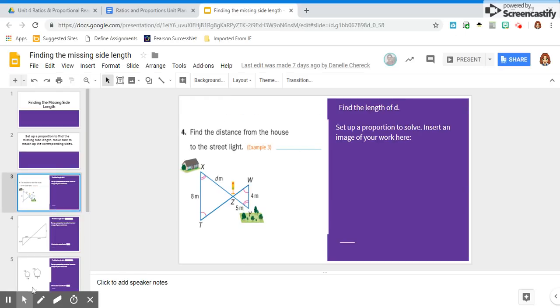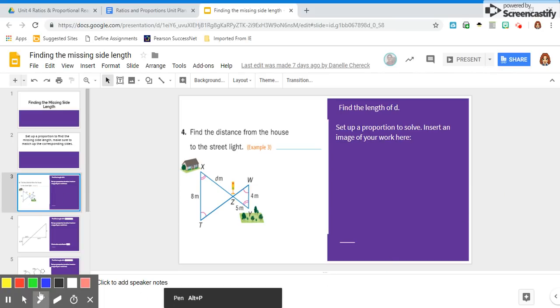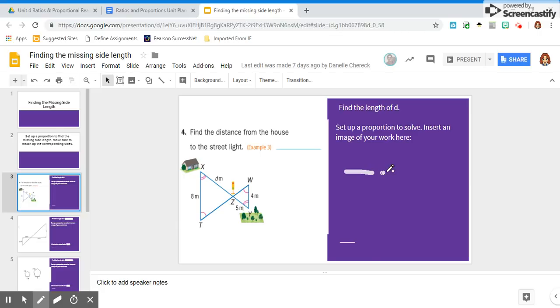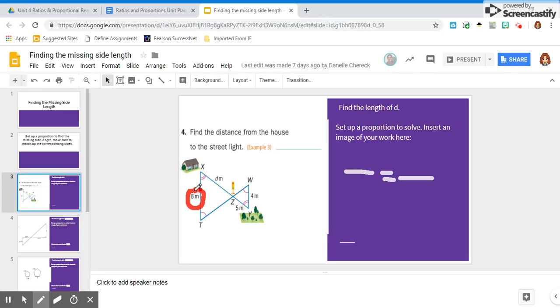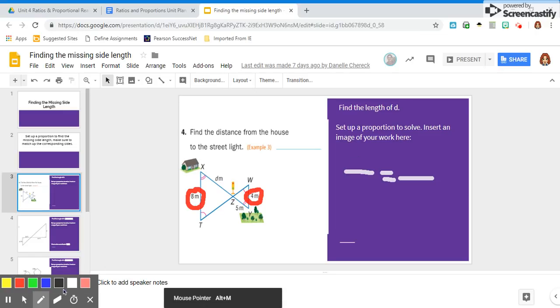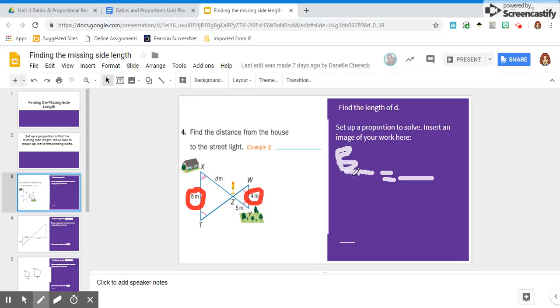So let's try this one. We'll see how my handwriting is on here. I'm going to do it in white on the purple. So I'm going to have my little proportion set up. So see how we have our different corresponding sides. So 8 meters is going to correspond to 4 meters. How do I know that? Well, I know that it's between the 1 arc and the 2 arcs. So I'm going to set it up and have it be 8 over 4.